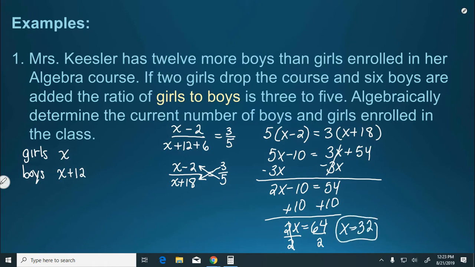So x, going back to my original variables, 32 is the x, so it's 32 girls enrolled. And 32 plus 12 is 44 boys enrolled currently in algebra. Okay, we don't want to do the minus 2 and the plus 6. That's what was given just to make the ratio 3/5 or 60%. All right, so there's one example. Let's take a look at another.